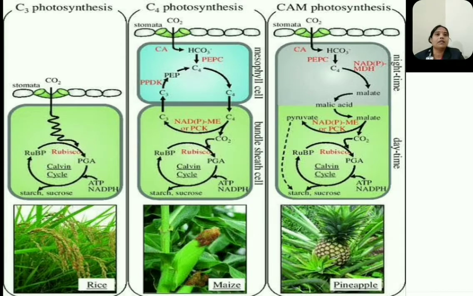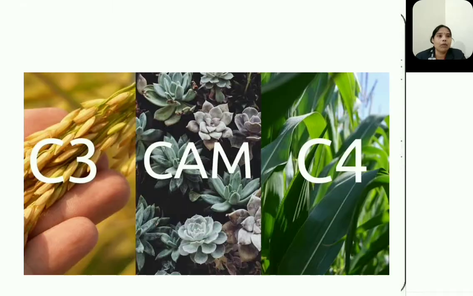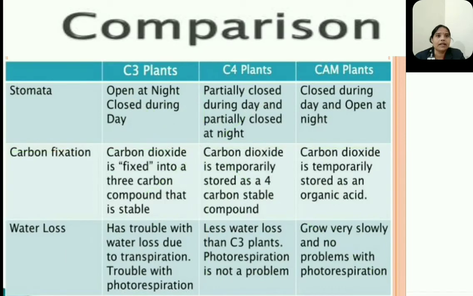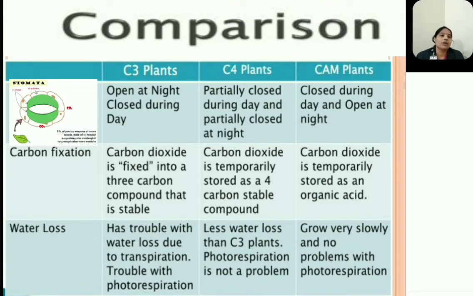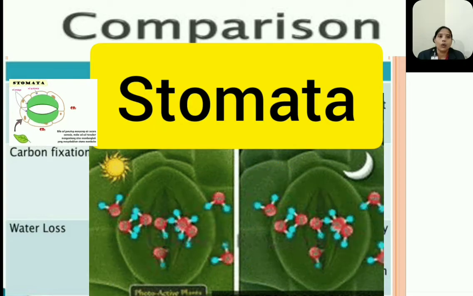So after the introduction to C3, C4 and CAM photosynthesis, the next point is the difference, or comparative study, of C3 plants, C4 plants and CAM plants. The first point is stomata. Stomata in C3 plants are open during the day and closed at night. During daytime the stomata is open, but at night the stomata is closed.